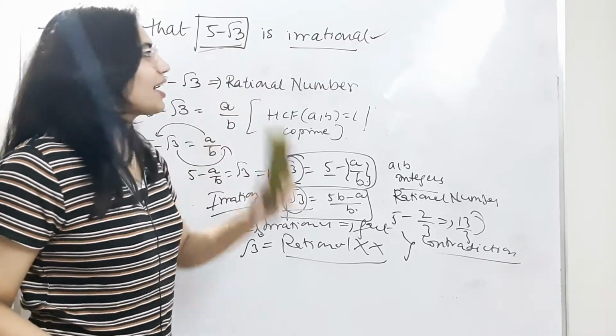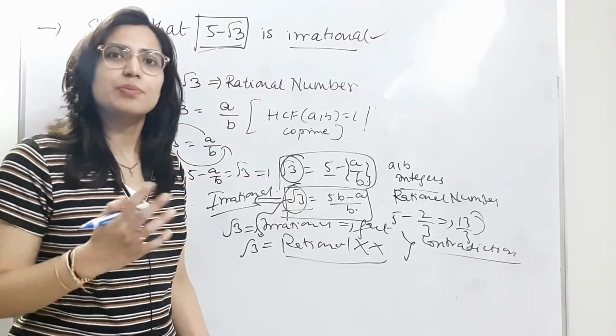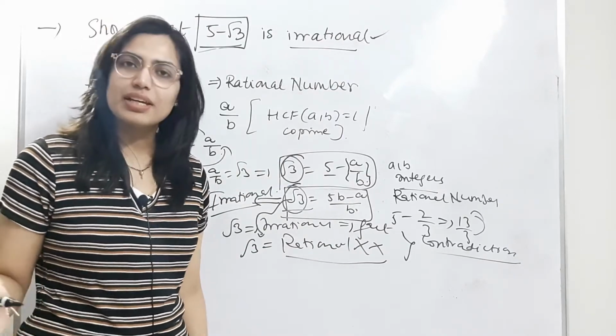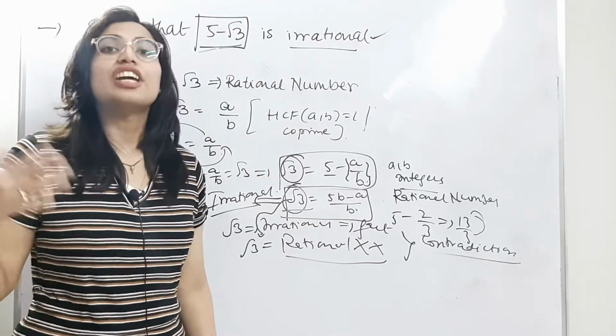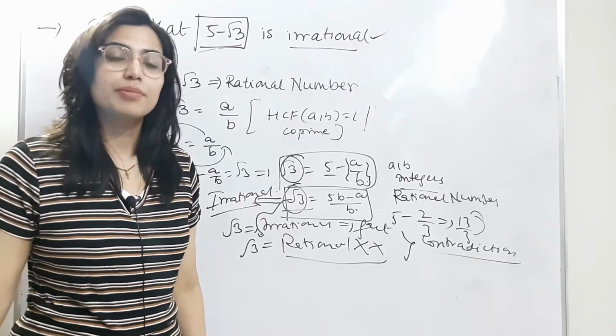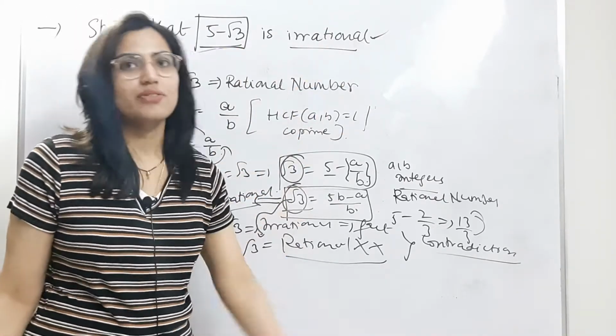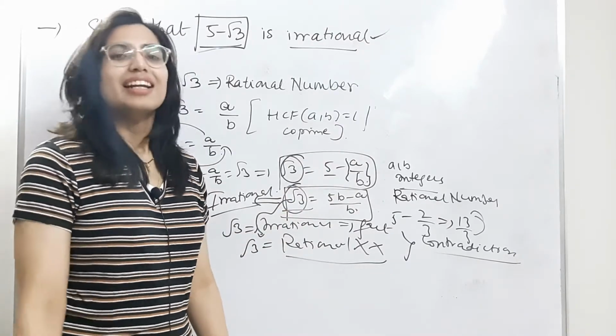A rational number and an irrational number, if you add or subtract them both, you will get an irrational number. In some cases, when you add or subtract two irrational numbers, you might result in a rational number. But in this case, we proved that that statement is right. Okay, now let's see the last problem.